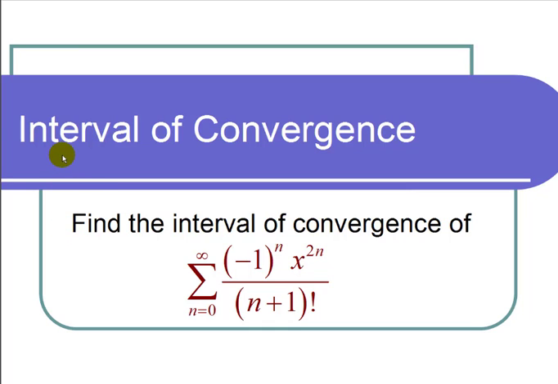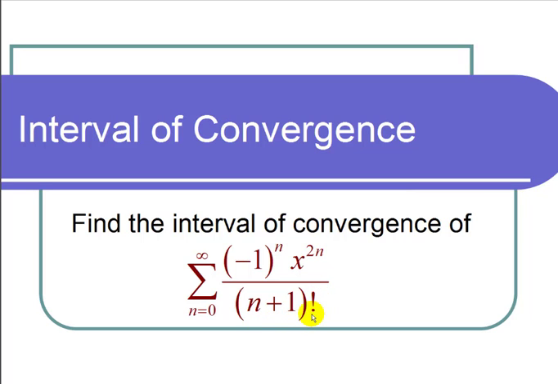This is a video on the interval of convergence. The question states, find the interval of convergence of the summation from n equals 0 to infinity of negative 1 to the n times x to the 2n over n plus 1 factorial.